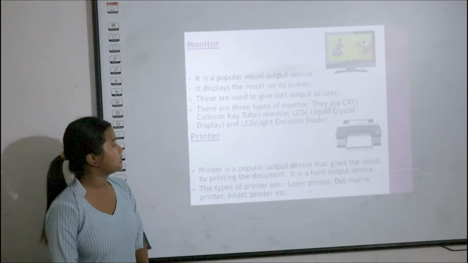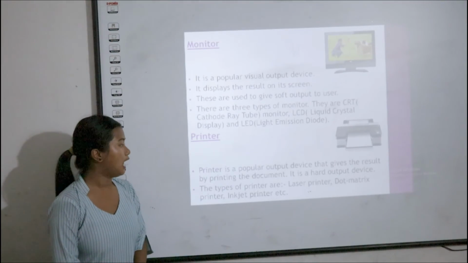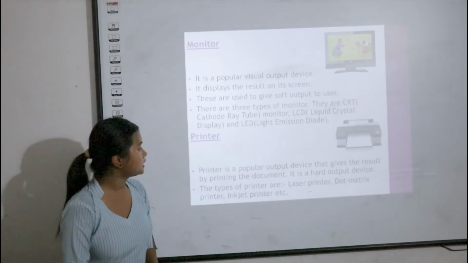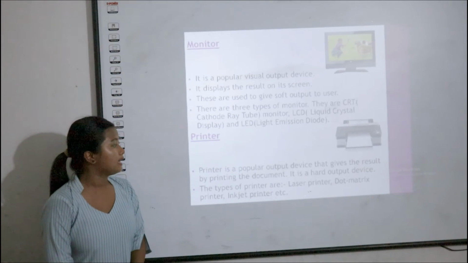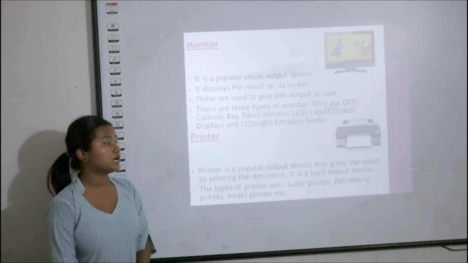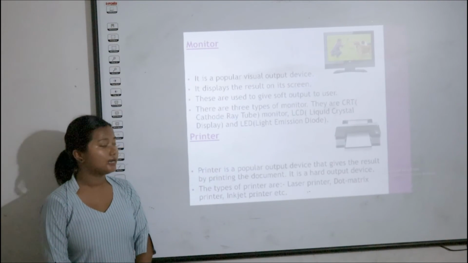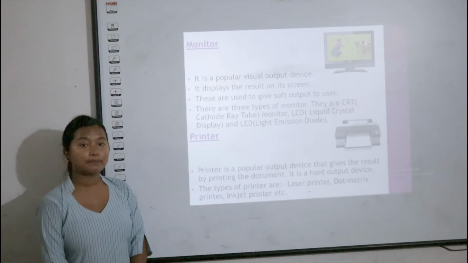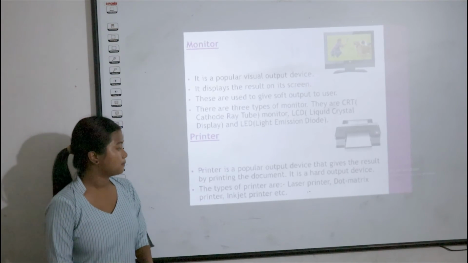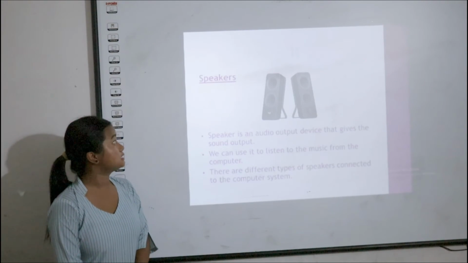And second is printer. Printer is also an output device. It gives the output by printing the documents. Printer is a popular output device that gives the result by printing the document. It is a hard output device. The types of printer are laser printer, dot matrix printer, inkjet printer, etc.